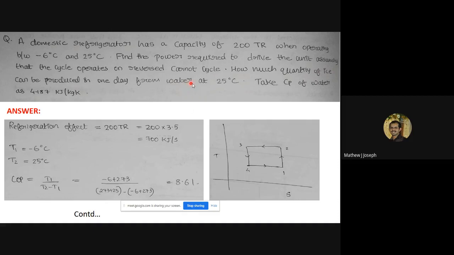The liquid water which was at 25 degrees Celsius is slowly getting converted to its solid state, that is ice at 0 degrees Celsius. So, before we find out the quantity of ice produced, let us focus on this conversion of liquid water at 25 degrees Celsius to ice at 0 degrees Celsius. Please concentrate.